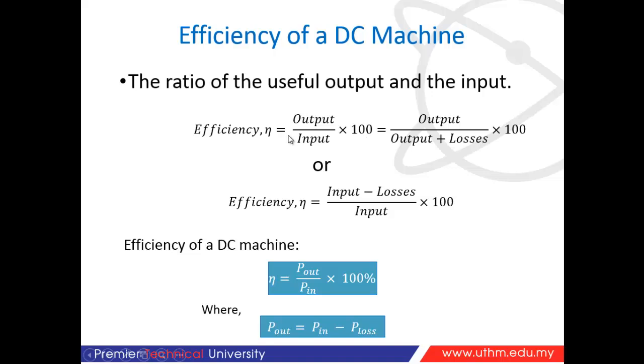The efficiency is the output divided by the input times 100, or the output divided by output plus losses. How many losses? Maybe the friction, the temperature, the heat, and so on. In other words, we can also write the efficiency as the input minus losses divided by input, and then times 100.